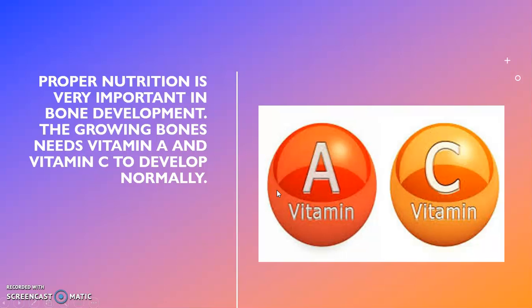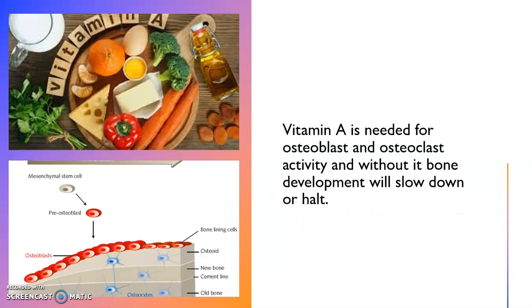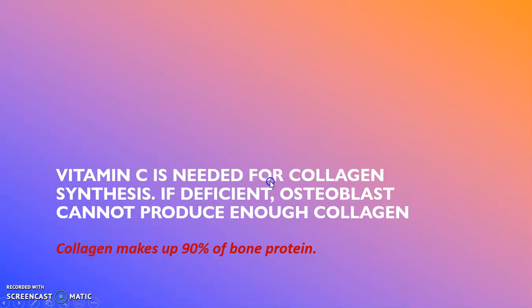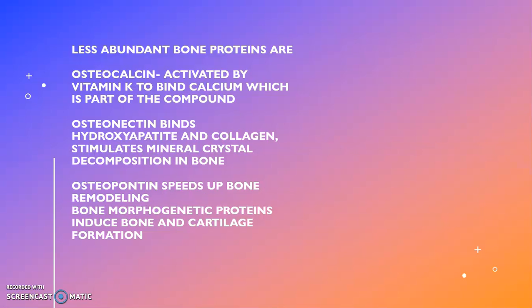Proper nutrition is very important in bone development. The growing bones need vitamin A and vitamin C to develop normally. Vitamin A is needed for osteoblast and osteoclast activity, and without it, bone development would slow and halt. Vitamin C is needed for collagen synthesis. If deficient, osteoblasts cannot produce enough collagen, which makes up about 90% of the bone protein.